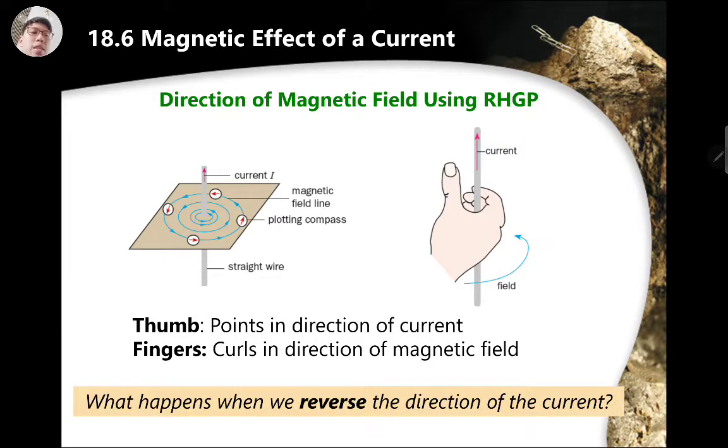So what happens when we reverse the direction of the current? Let's say the current now flows downwards. What will be the direction of the magnetic field? Your thumb, instead of pointing up, points down, and you notice that now your fingers curl around in the opposite direction. So when you reverse the direction of the current, the magnetic field's direction is also reversed. If the current is going downwards, your thumb points downwards, the fingers curl around it like this, and it will go clockwise. So you reverse the direction of the current, you just reverse the direction of the magnetic field. Important thing to know, but as long as you understand, it's fine.